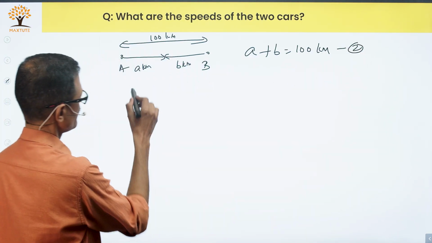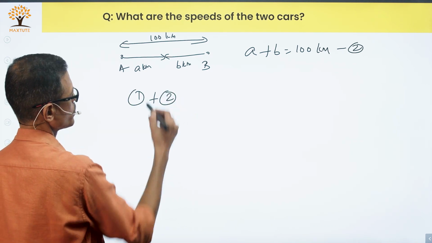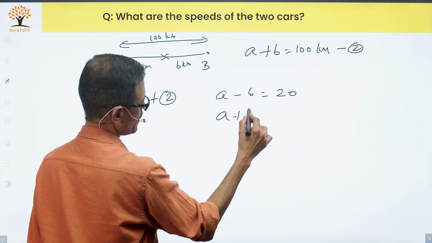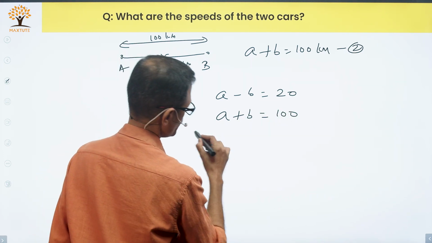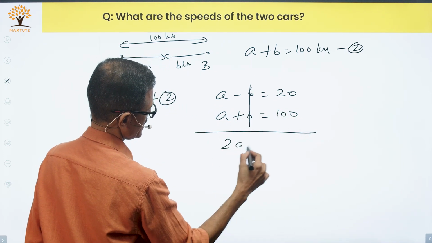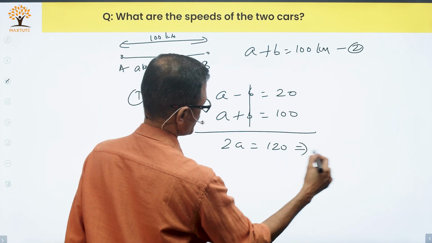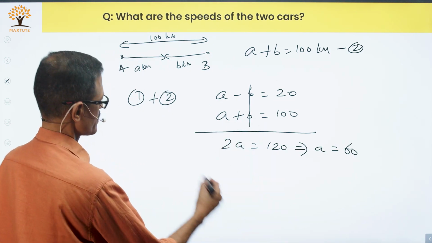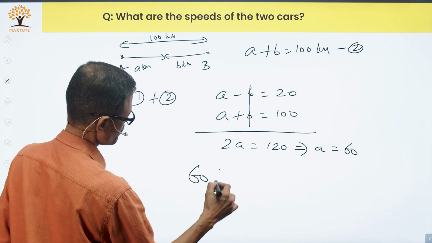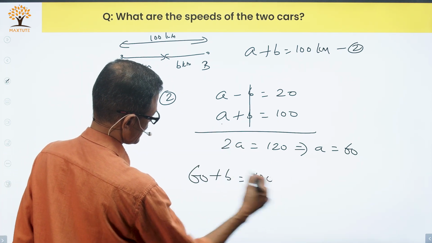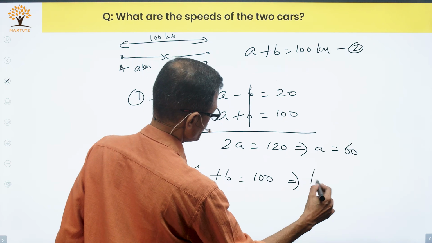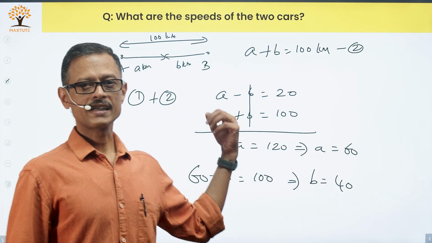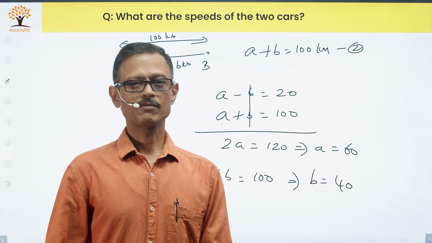Let's add both the equations. A minus B is equal to 20. A plus B is equal to 100. Together we'll have 2A is equal to 120, or A is equal to 60. Substitute the value of A in one of these equations. We'll do it in this equation. 60 plus B is equal to 100. Take the 60 to the other side. You get B is equal to 40. So speed of car A is equal to 60. Speed of car B is equal to 40.